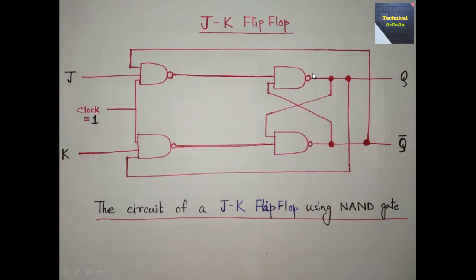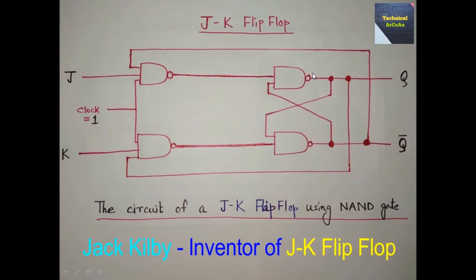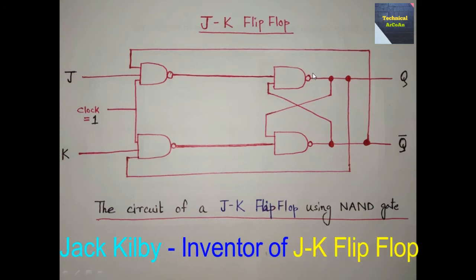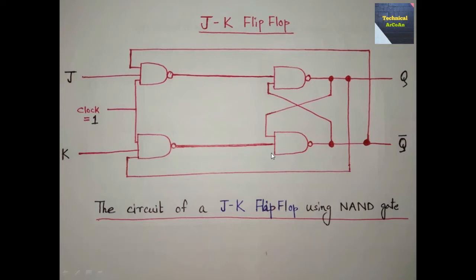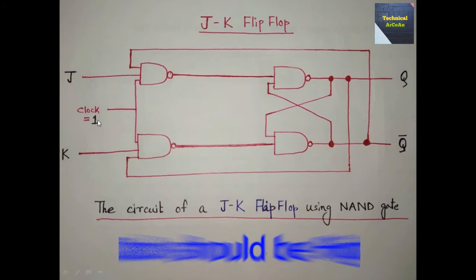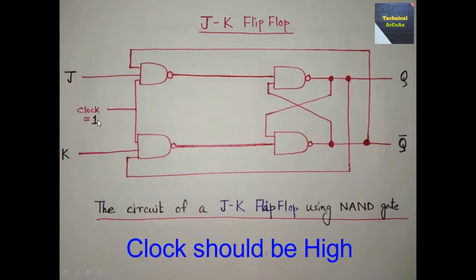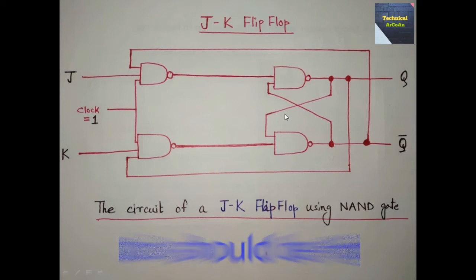The name JK flip-flop is derived from the inventor Jack Kilby from Texas Instruments. Here I am using NAND gates to demonstrate the JK flip-flop. The clock has to be high, meaning the clock should be 1, for the inputs to become active. J and K are the input states for the JK flip-flop, and Q and Q complement represent the output states of the flip-flop.